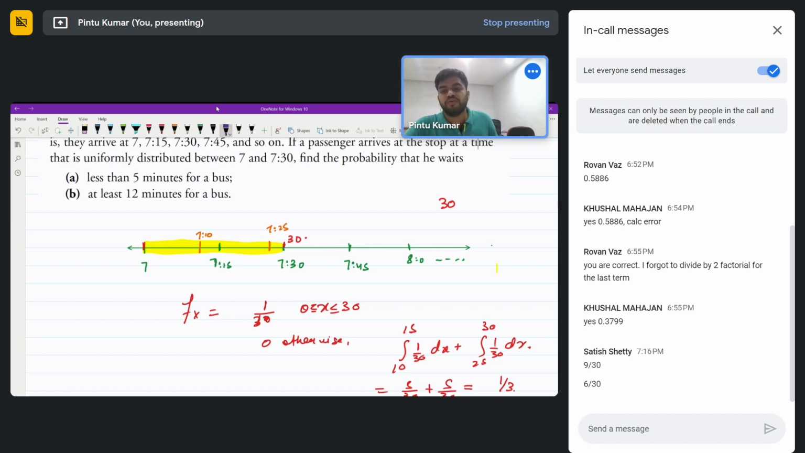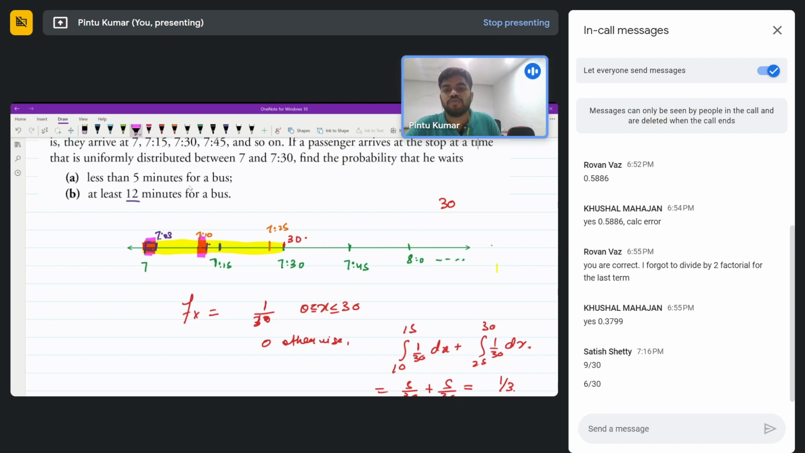So waiting at least 12 minutes means that he arrived at least 12 minutes before this bus. So he should have arrived between, this is 7:03, right? So he should have arrived in this window or here, between 7:10 to 7:13. That's when he has to wait for at least 12 minutes, right? This portion or this portion.